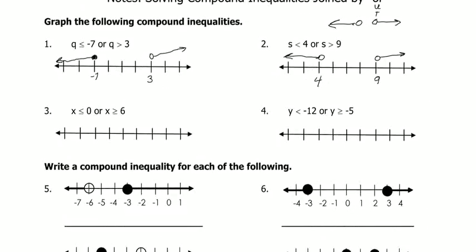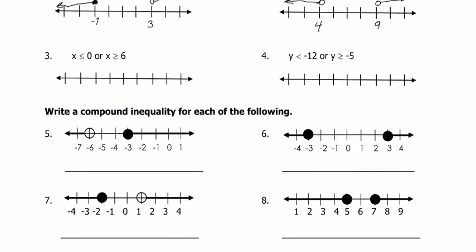On number 3, we do the same exact thing. We're going to plot our 0 and our 6. 6 is going to have a closed dot. 0 is going to have a closed dot. X is bigger than 6 and smaller than 0.